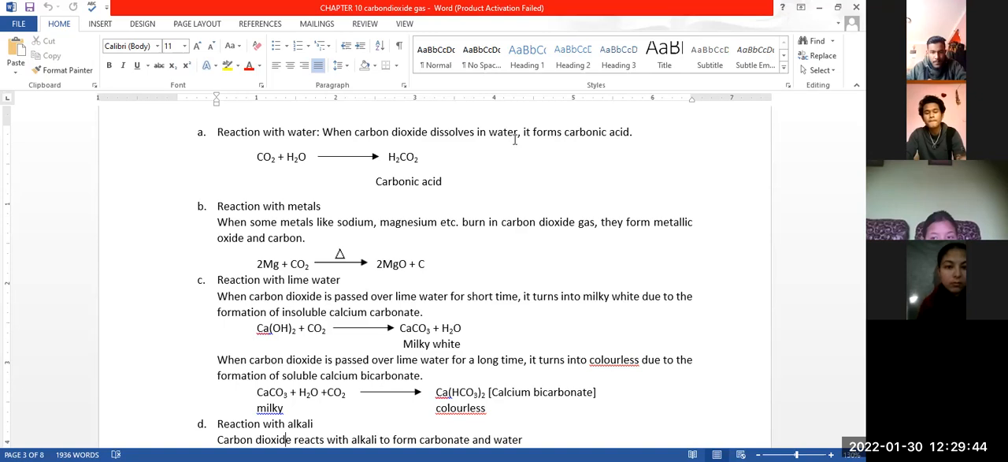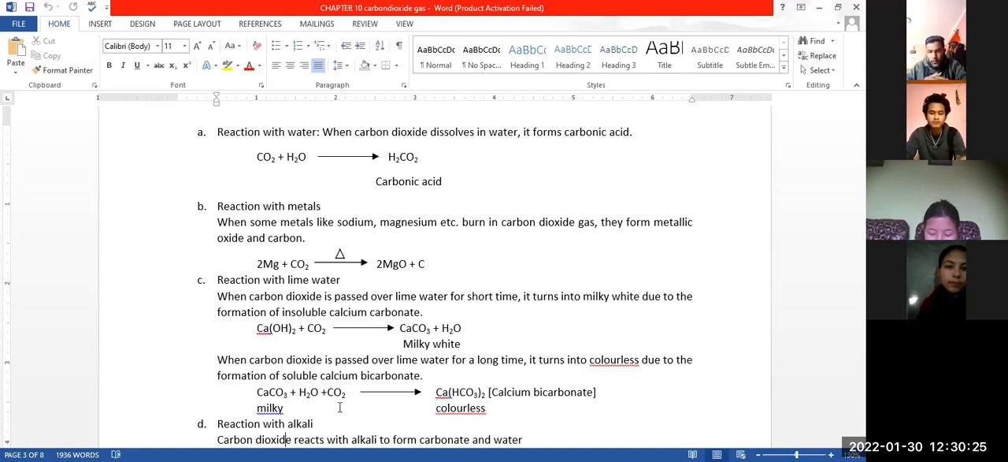changes the calcium carbonate into calcium bicarbonate. When carbon dioxide is passed over lime water for a long time, it turns colorless due to the formation of water-soluble calcium bicarbonate, Ca(HCO3)2. The reaction is CaCO3 plus H2O plus CO2 gives Ca(HCO3)2. This is calcium bicarbonate. Calcium bicarbonate is soluble in water, so it becomes colorless. This is a very important question.